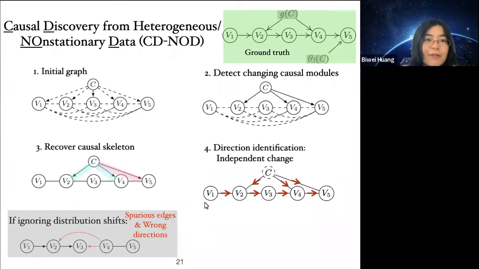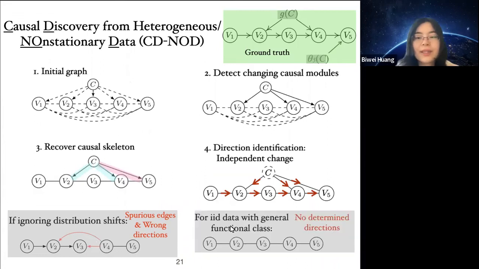Notice that if we naively ignore the distribution change in this case and directly apply traditional causal discovery methods for IID data, we will conclude with spurious edges between V2 and V4 and have wrong causal directions. On the other hand, if the data is IID with a general functional class of the causal mechanism, then we cannot identify any causal direction in this structure. So we're happy to say that distribution shifts actually provide extra information for causal direction determination. And intuitively speaking, it is because heterogeneity can be regarded as a consequence of soft intervention done by nature.